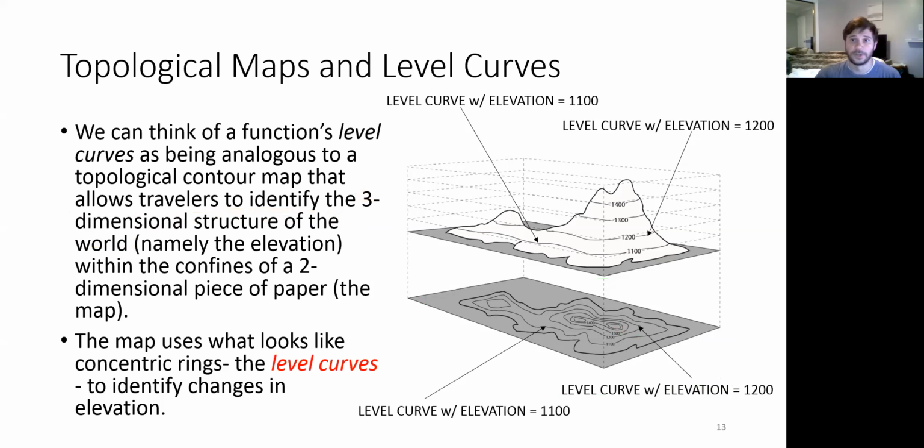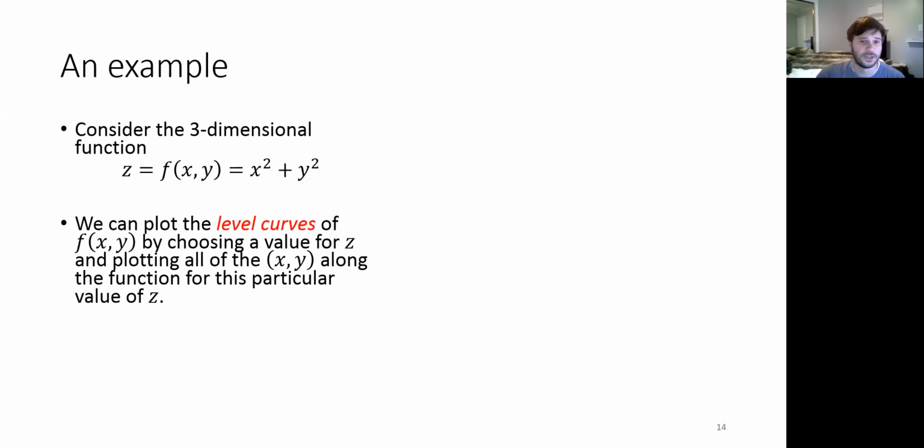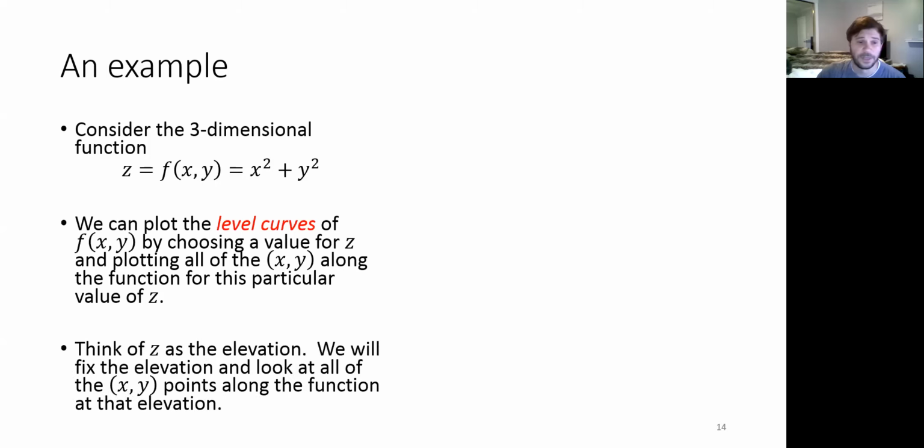So let's go through and look at an example here. Here is a three-dimensional function where z equals x squared plus y squared. And let's go ahead and plot the level curves here of this function by locking in a particular elevation for z. So we're going to choose some number for z. So we can think of z here like really as like the elevation. Okay, that's the vertical axis that we're measuring elevation on.